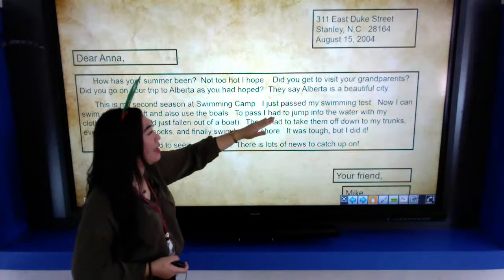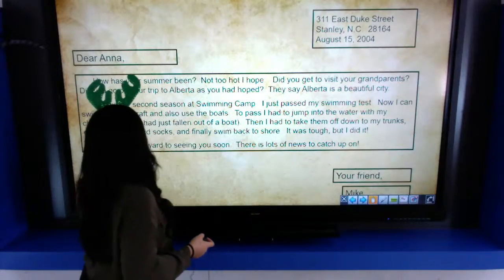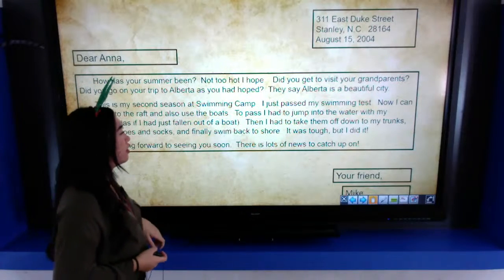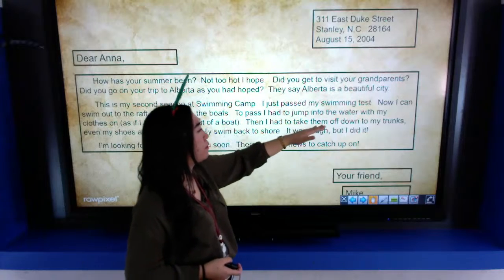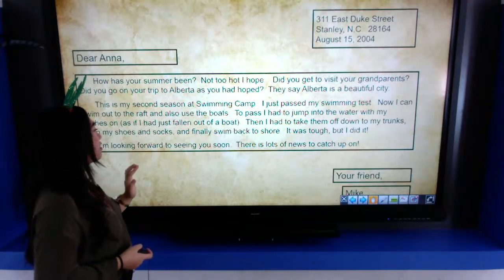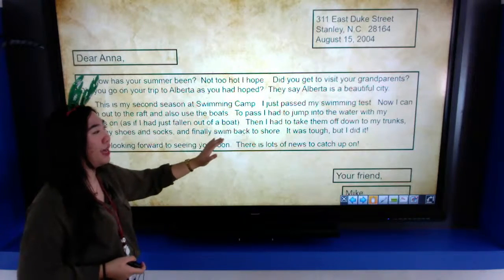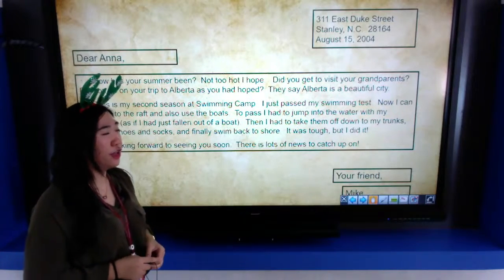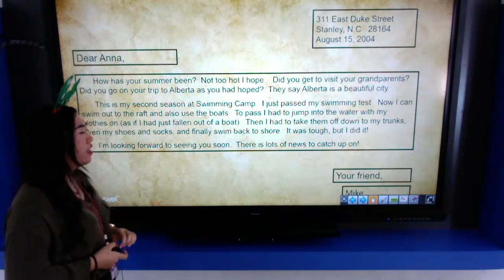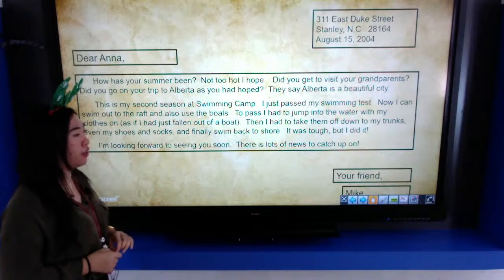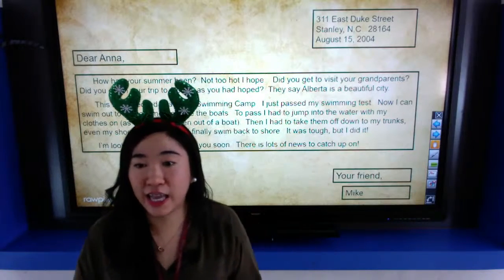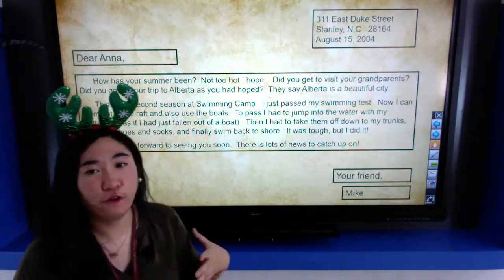To pass, I had to jump into the water with my clothes on, as if I had just fallen out of a boat. Then I had to take them off down to my trunks, even my shoes and socks, and finally swim back to the shore. It was tough, but I did it. I'm looking forward to seeing you soon. There is a lot of news to catch up on. Your friend, Mike.